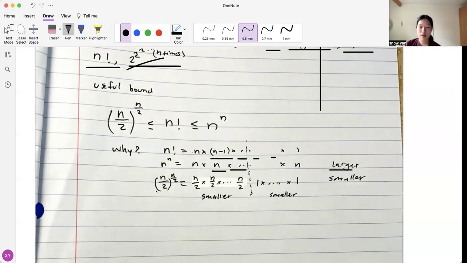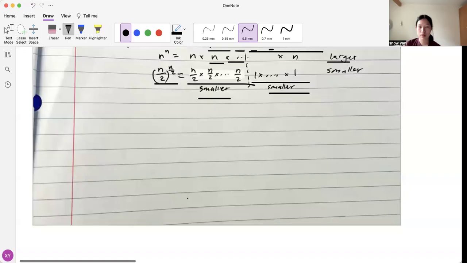And for (n over 2) to the n over 2, the first n over 2 terms of n factorial are all at least n over 2, so these are greater. Then on the right-hand side, the rest of the terms are at least 1, something of this form, which is definitely less than the actual terms. So both bounds hold, and this inequality holds.